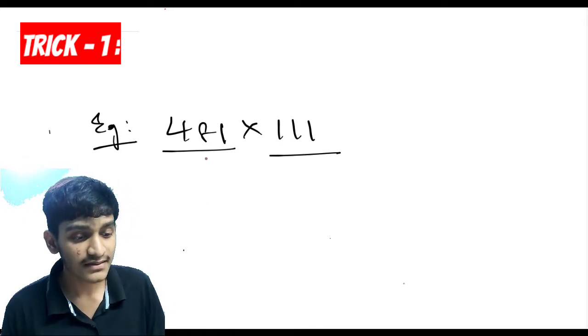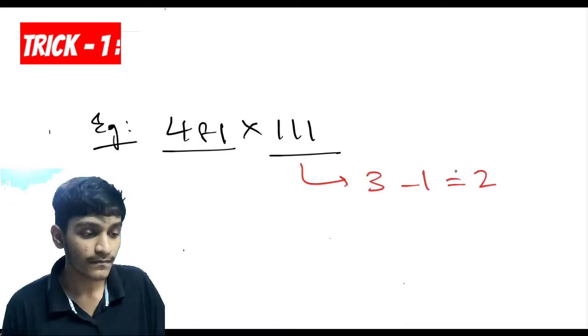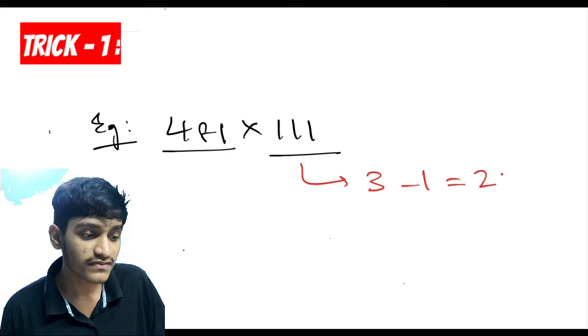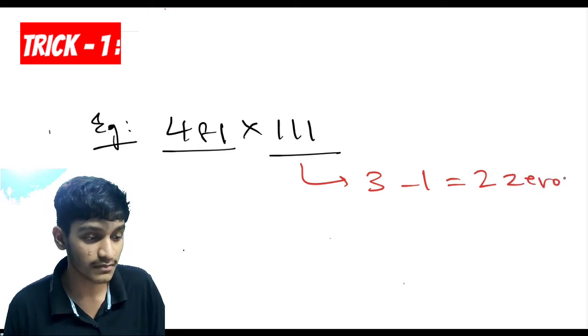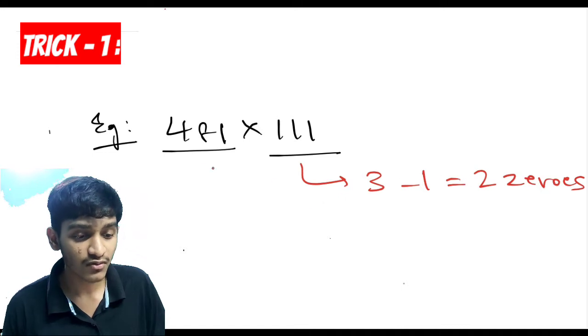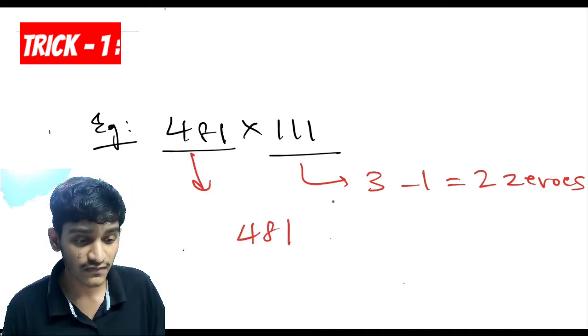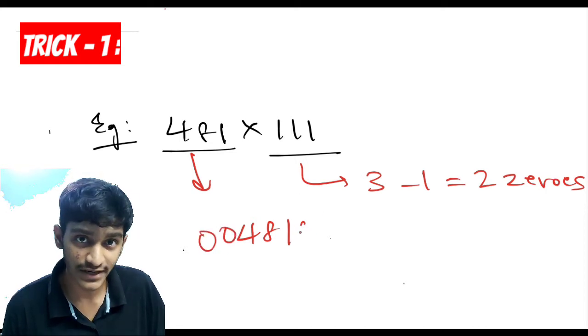I can see that there are 3 digits in 111, and 3 minus 1 is 2. Now 2 is the number of zeros that I have to add to the original number. So I'll write down the original number 481, and I'll add 2 zeros on either side of it: 2 zeros preceding 481 and 2 zeros after 481.